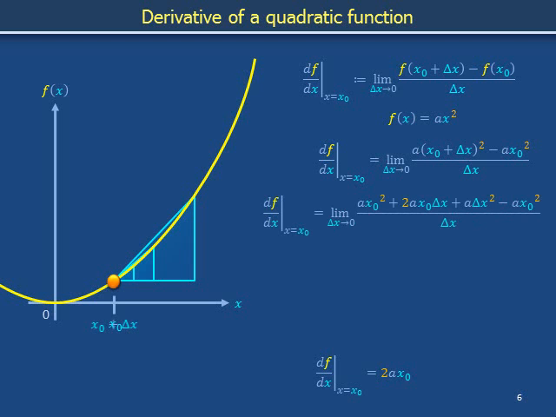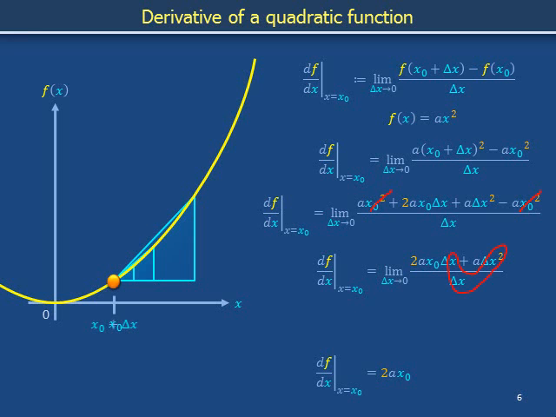Distributively multiplying, or FOILing, the binomial turns the numerator into a times x naught squared plus 2 times a times x naught times delta x plus a times the square of delta x minus a times x naught squared. Cancel the plus and minus a times x naught squared. df dx at x equals x naught is the limit as delta x approaches 0 of numerator 2 times a times x naught times delta x plus a times the square of delta x, all of that over denominator delta x. And this factor is common to both terms in the numerator.